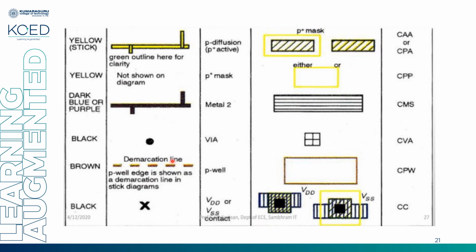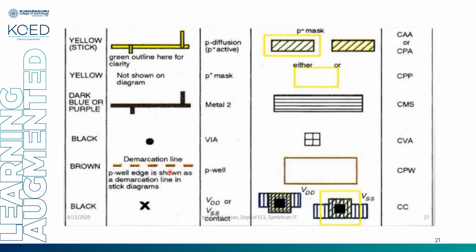My N diffusion layer and P diffusion layer should not overlap. They have to be isolated perfectly. For that, I will draw a demarcation line above which I will place all my P diffusion, and below which I will place all my N diffusion. In simple terms, above the demarcation line all P mask, below the demarcation line all N mask. Above the demarcation line is the pull up network, below it is the pull down network.